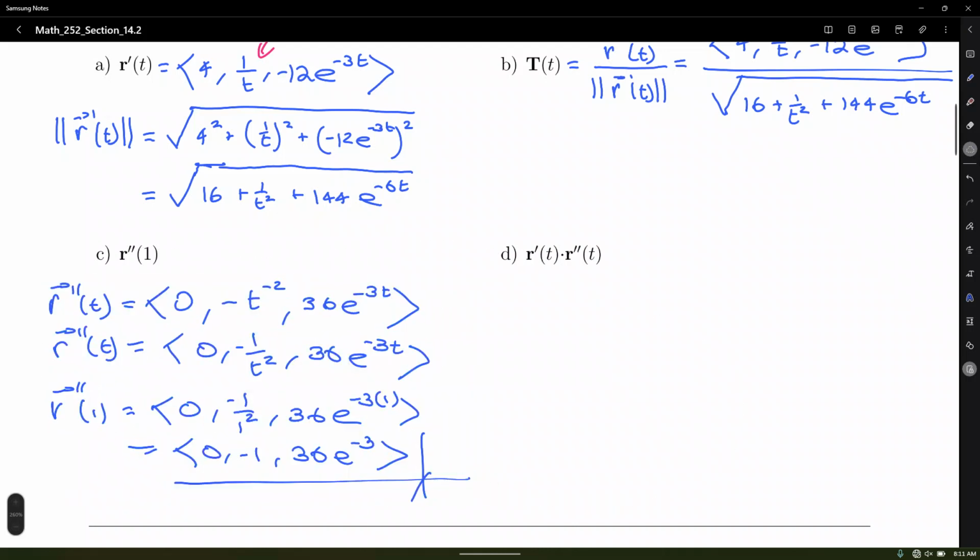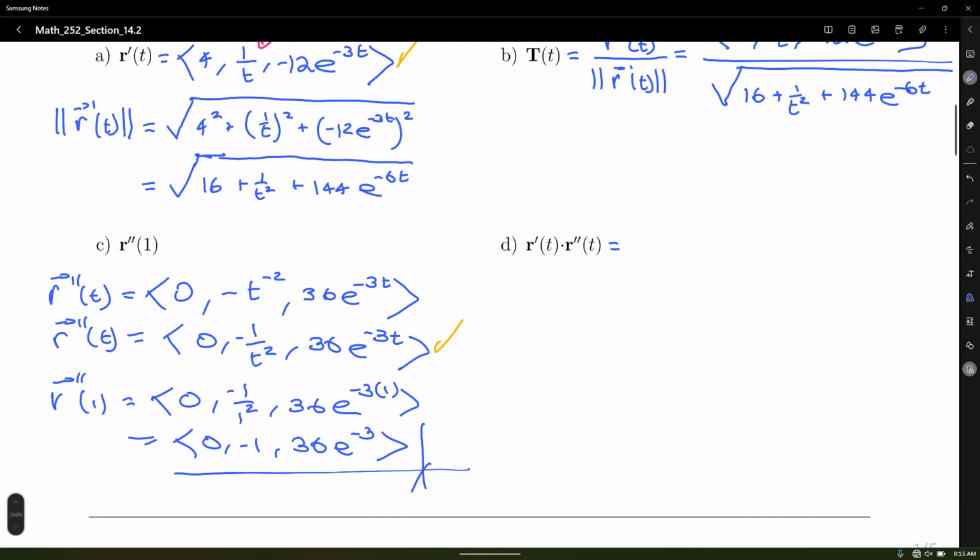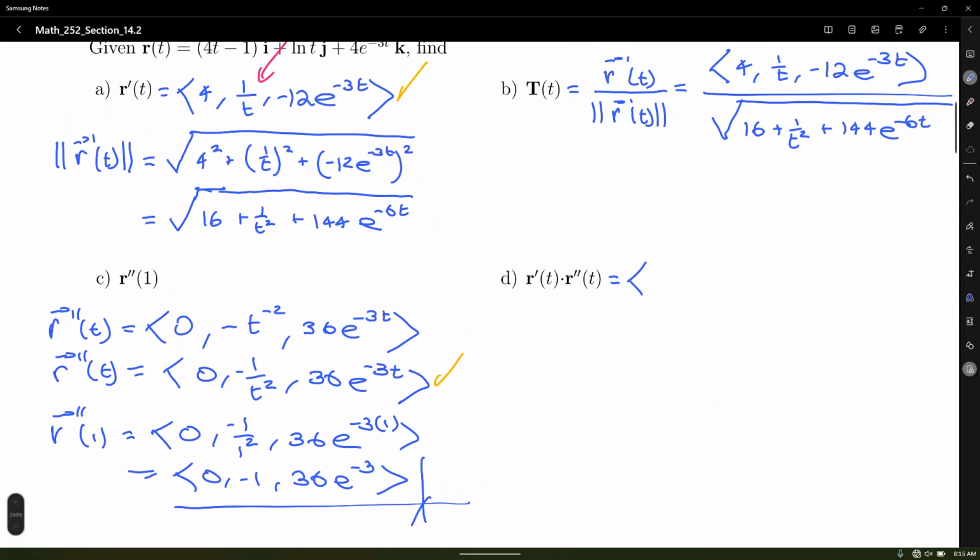All right. How about you guys try letter D? See what you get. Okay, letter D. They're asking us to find the dot product between the derivative and the second derivative. So the first derivative, which I checked right here, is 4, 1 over t, negative 12 e to the negative 3t, dotted with, I'm not going to have enough space in here, never mind, I'm going to make it smaller, dotted with 0, negative 1 over t squared, 36 e to the negative 3t.